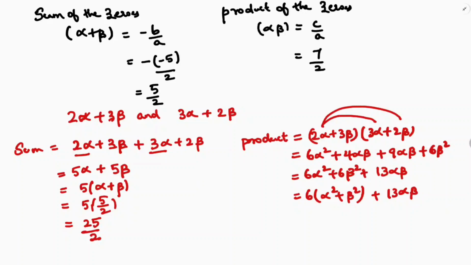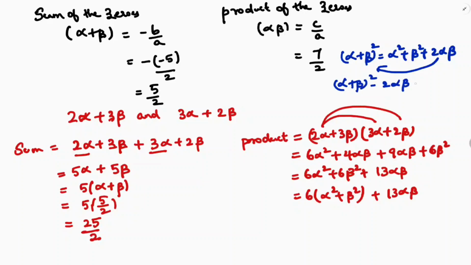Now see here, alpha square plus beta square. If you observe, a plus b whole square is nothing but a square plus b square plus 2ab. If we bring this here, alpha plus beta whole square minus 2 alpha beta is alpha square plus beta square. So here 6 times alpha square plus beta square I'll write as alpha plus beta whole square minus 2 alpha beta, plus 13 alpha beta.